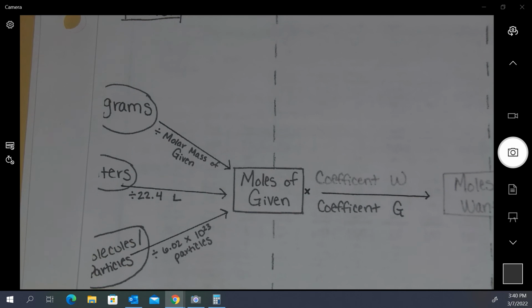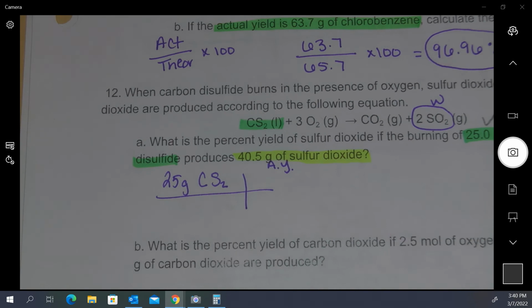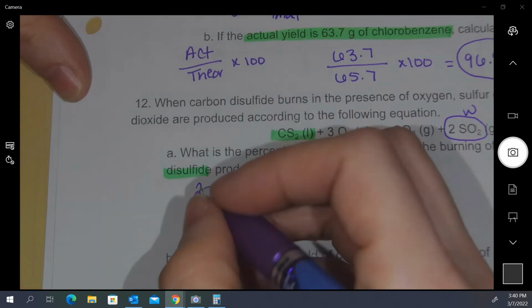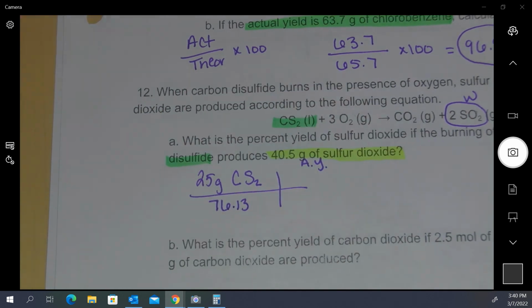Sulfur, I believe, is 32.06. And that's what I'm going to go with. So, okay. Let me double check on that. 32.06, good. So carbon disulfide's molar mass I got is 76.13. Hopefully that's correct because I just did it on my calculator right there.